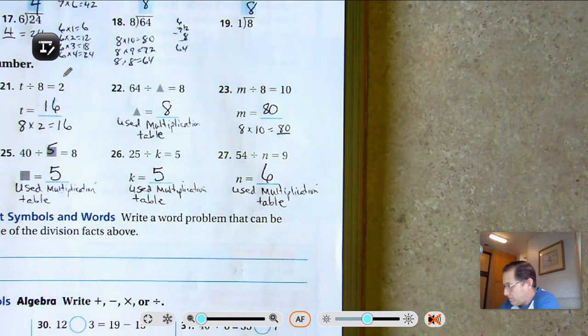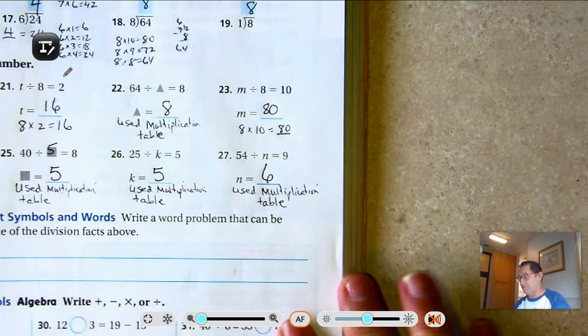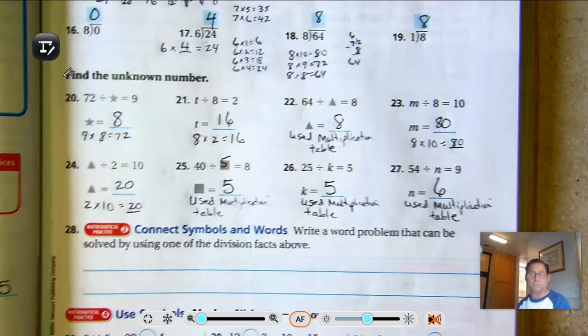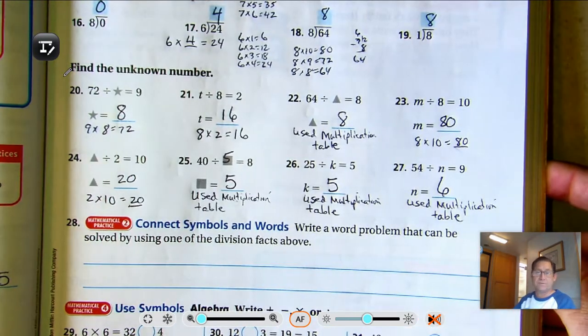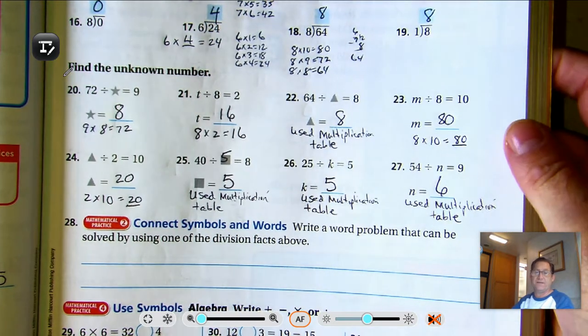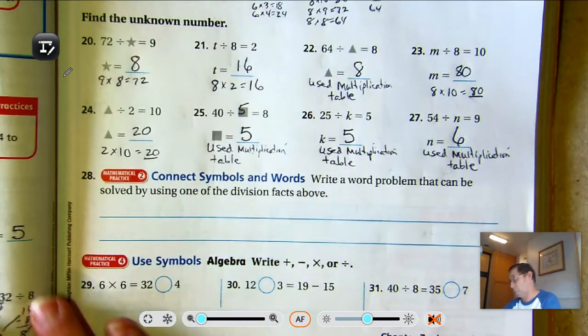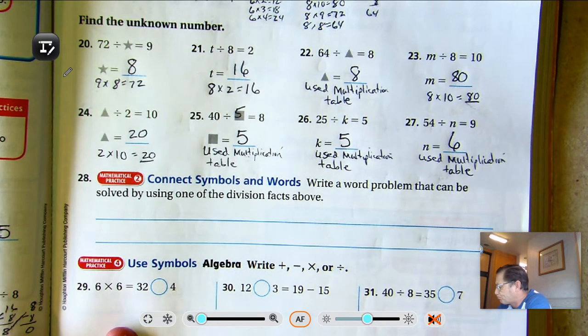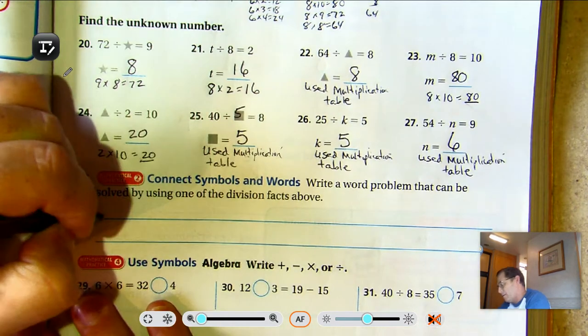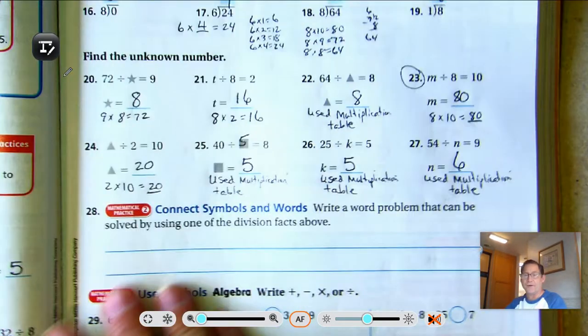All right, write a problem that can be solved by using one of the division facts above. Okay, well, I'm going to use 23.